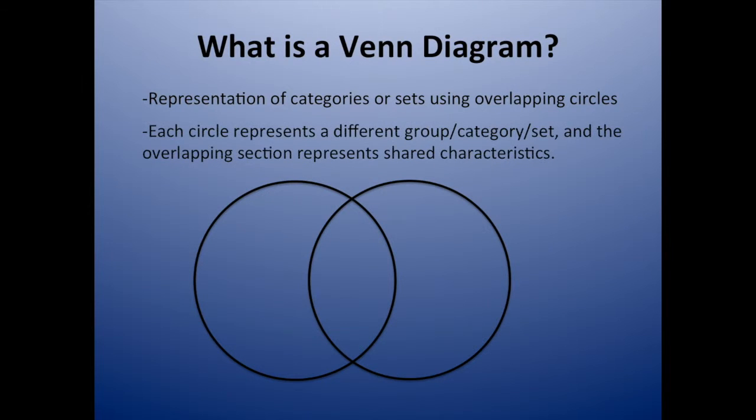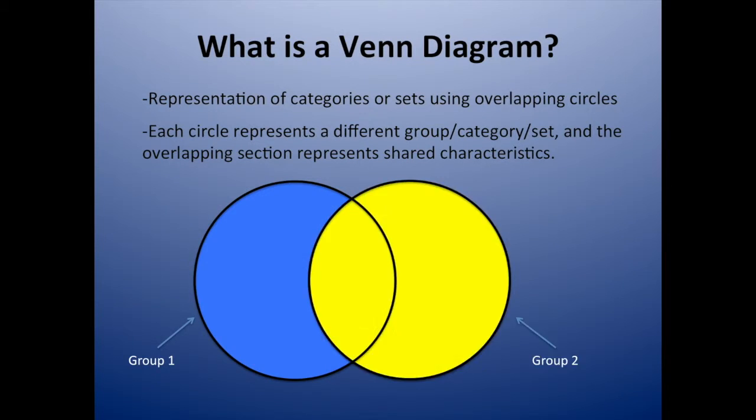Each circle represents a different category, with the overlapping chunk representing the shared characteristics between the categories. In the example below, the blue group represents one category, the yellow group represents another category, and the green is the shared characteristics between both groups.